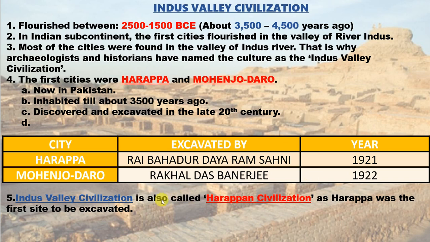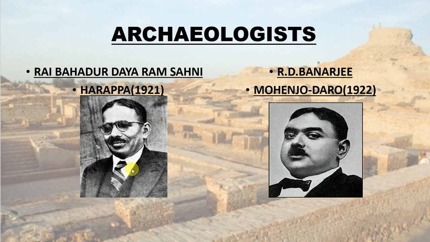We have already discussed that Indus Valley civilization is also called Harappan civilization, as Harappa was the first site to be excavated. Let us see the picture of the archaeologists too. As you can see here, he is Rai Bahadur Dayaram Sahni, who excavated Harappa, and this one is Rakhal Das Banerjee, who excavated Mohenjo-daro in 1922.